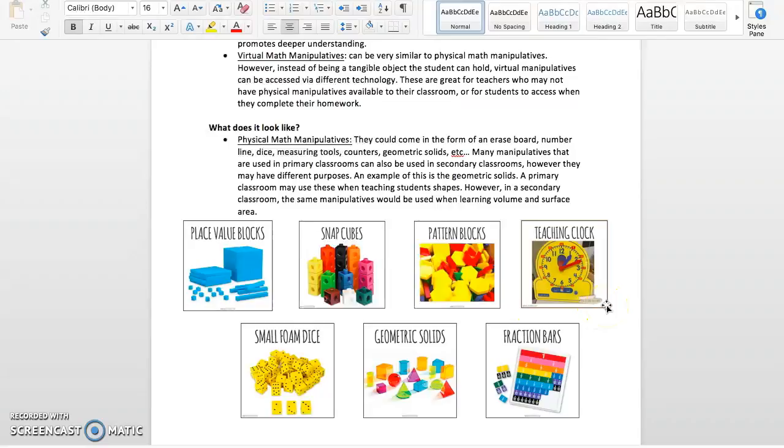The teaching clock can be used by students to help them learn how to tell time and tell the difference between the minute and the hour hand. As a teacher, you could have your student set the clock to a specific time, or you yourself set the clock to a time and have them read it.